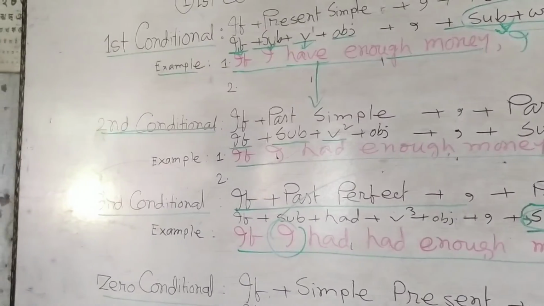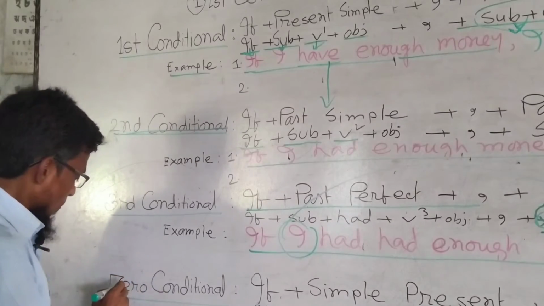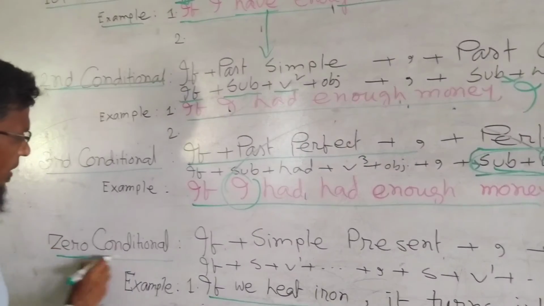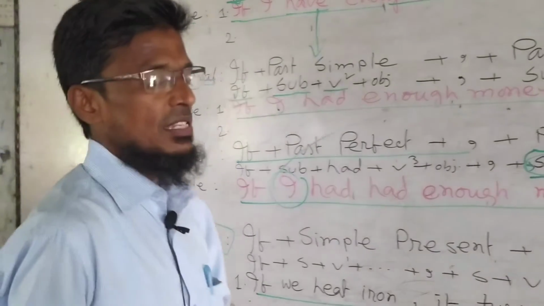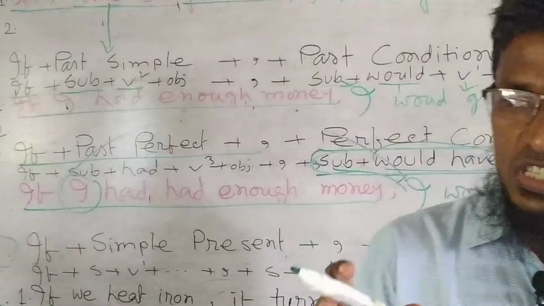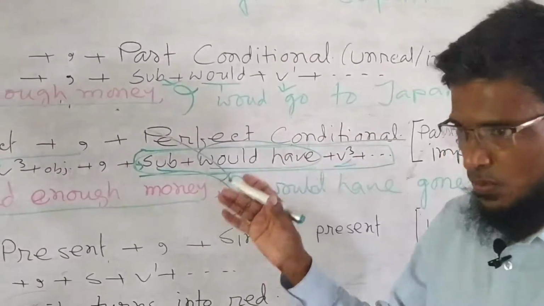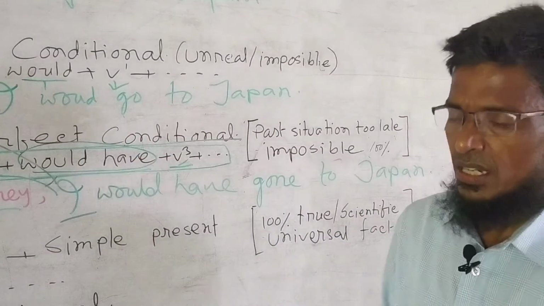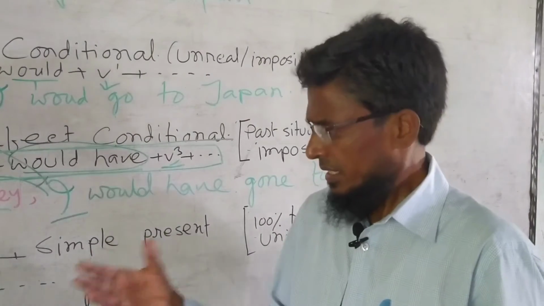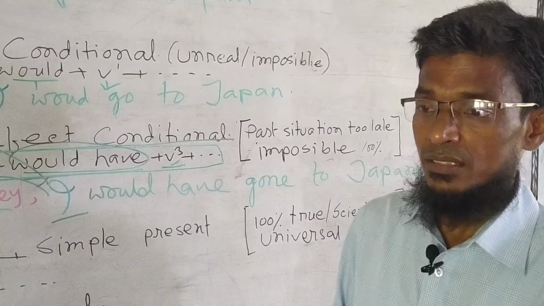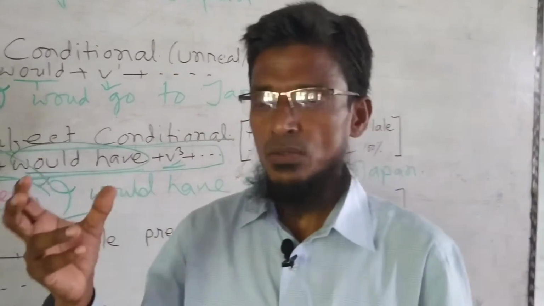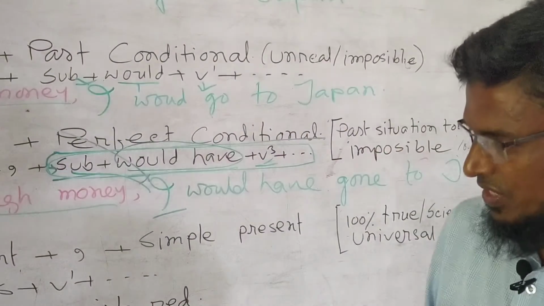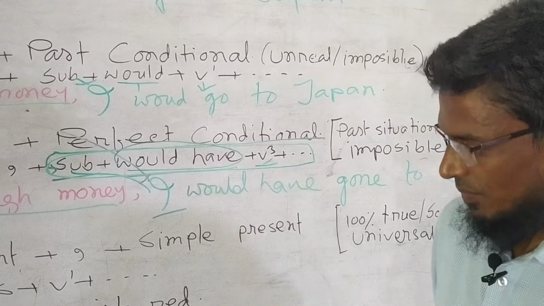Last of all, we have to discuss the zero conditional sentence. Zero conditional sentence means something which is possible 100%, that is true, no doubt about it. So, these kinds of sentences express scientific truth, universal truth, or habitual fact, which is really realistic. So, you have to learn the structure and form.